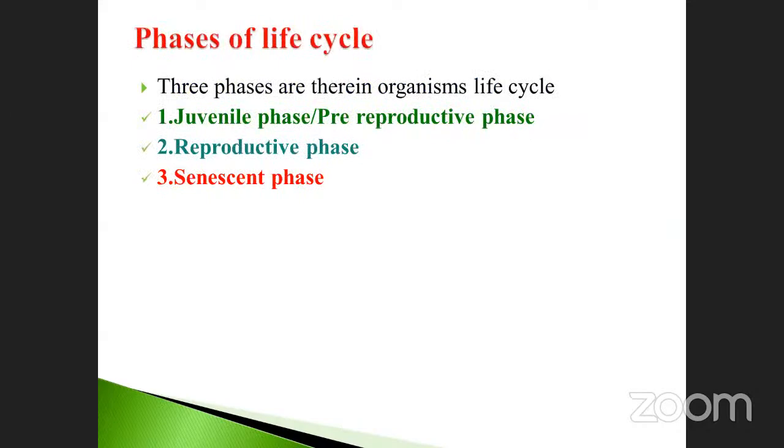Okay, go to the next one. What are the phases of the life cycle? Normally, the life cycle consists of 3 phases. First one is called the juvenile phase, otherwise called the pre-reproductive phase. Second one is called the reproductive phase, and third one is called senescence. These are the 3 life cycle phases.